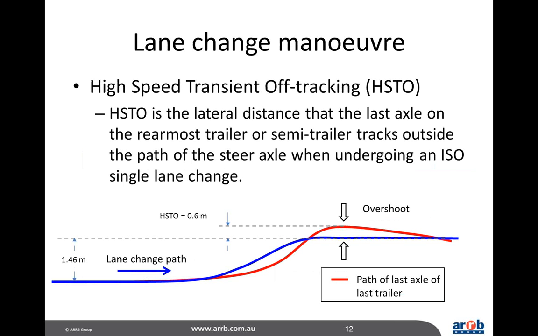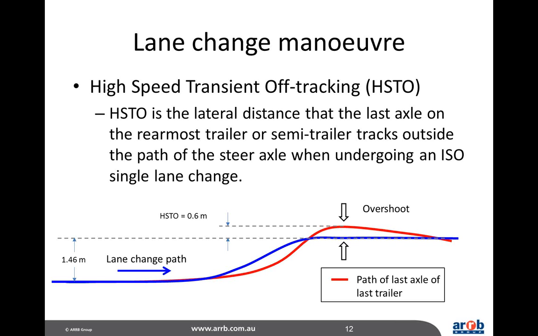We'll now move on to high-speed transient off-tracking, which is one of two measures that we can calculate by doing a simulation of a lane change manoeuvre. High-speed transient off-tracking is called HSTO, and I'll try and call it that from now on in the presentation. And it is a measure of the lateral distance that the last axle on the rearmost trailer of a truck tracks outside the path of the intended steering, or the steer path of the truck.